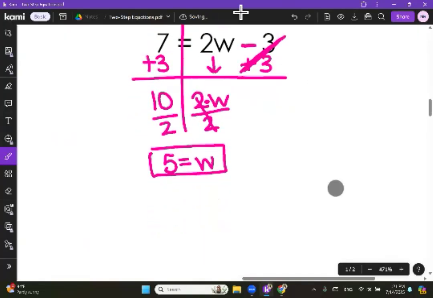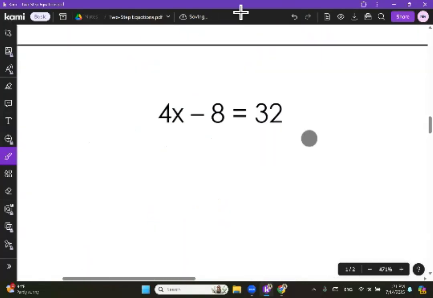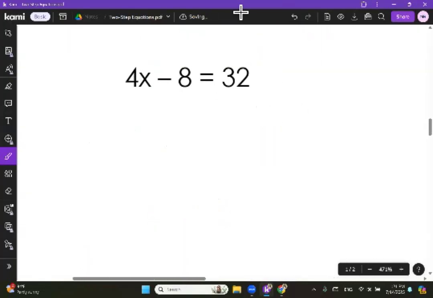Straightforward, right? Hopefully it's not super confusing because these equations get longer in algebra. That's why we're going back over this.